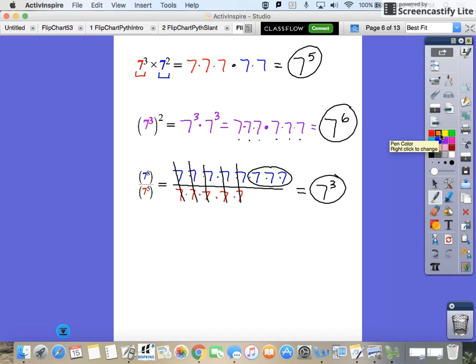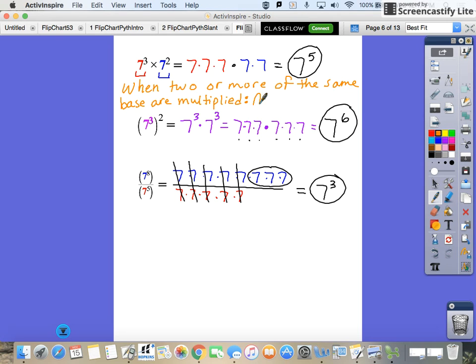There's 3 rules that we've looked at, and you can remind yourself using this method if you would like. It's typically what I do because I don't memorize the rules, but basically what happens is in this first example, when we have 2 of the same base being multiplied, you add the exponents. By that I mean 7 to the 3rd times 7 to the 2nd makes 7 to the 5th.